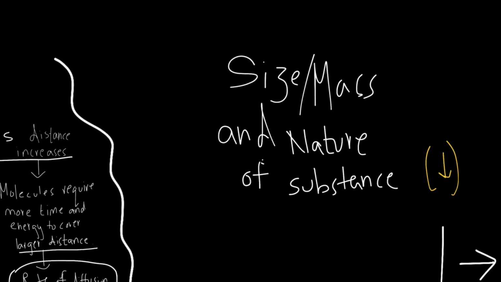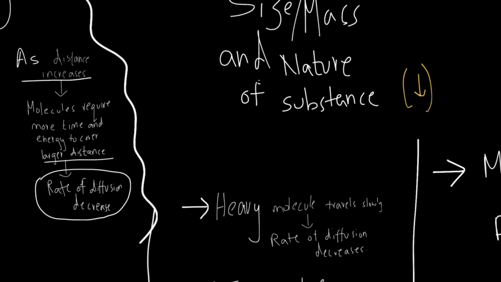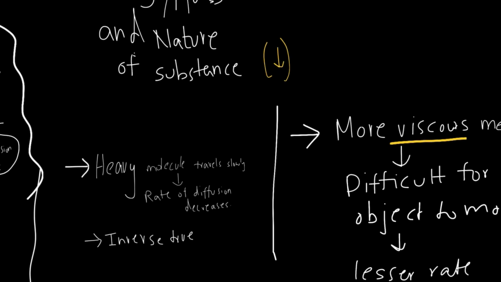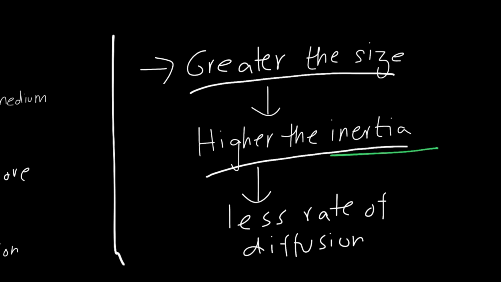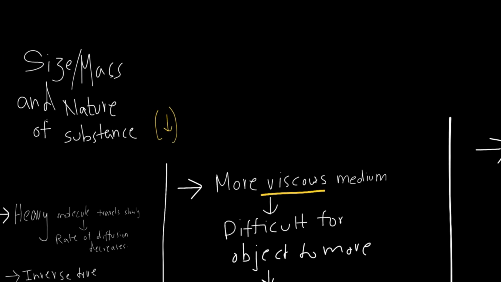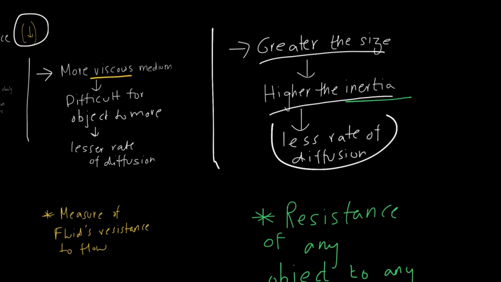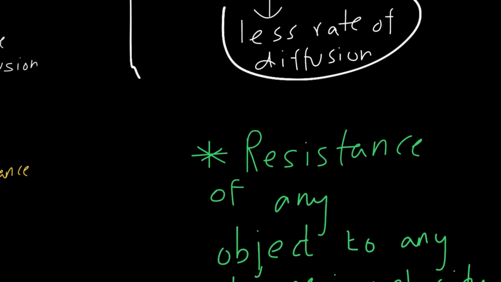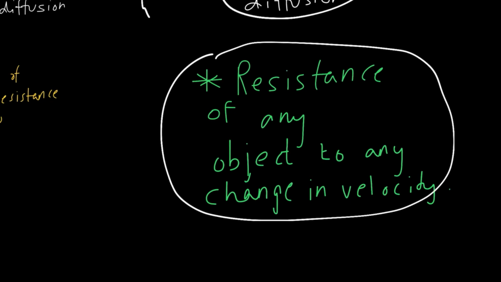The last thing that we have to study in this relation is the size, mass, and nature of substance. First of all, we'll be doing size, right? As the size increases, the greater the size, the higher the inertia. Inertia is a physics concept, and as a result the lesser the rate of diffusion. Now as you see in this as well, it is an inverse proportion, just like distance. So the greater the size, the higher the inertia, and when inertia is higher, the rate of diffusion decreases. What inertia is, I've stated right here. It is the resistance of any object to change in velocity.